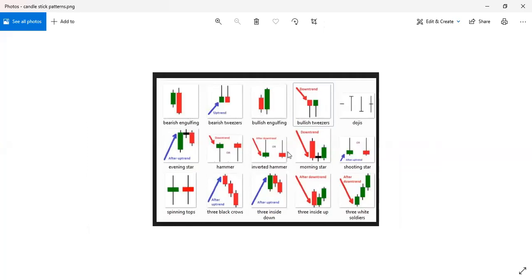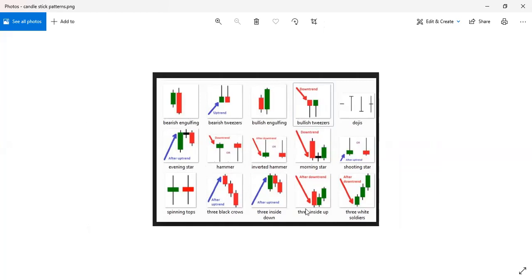The candlestick patterns: we have the bearish engulfing, bearish tweezer, bullish engulfing, doji, evening star, hammer, inverted hammer, morning star, shooting star, spinning tops, three black crows, three inside down, three inside up, three white soldiers. So we'll be talking about the spinning tops.